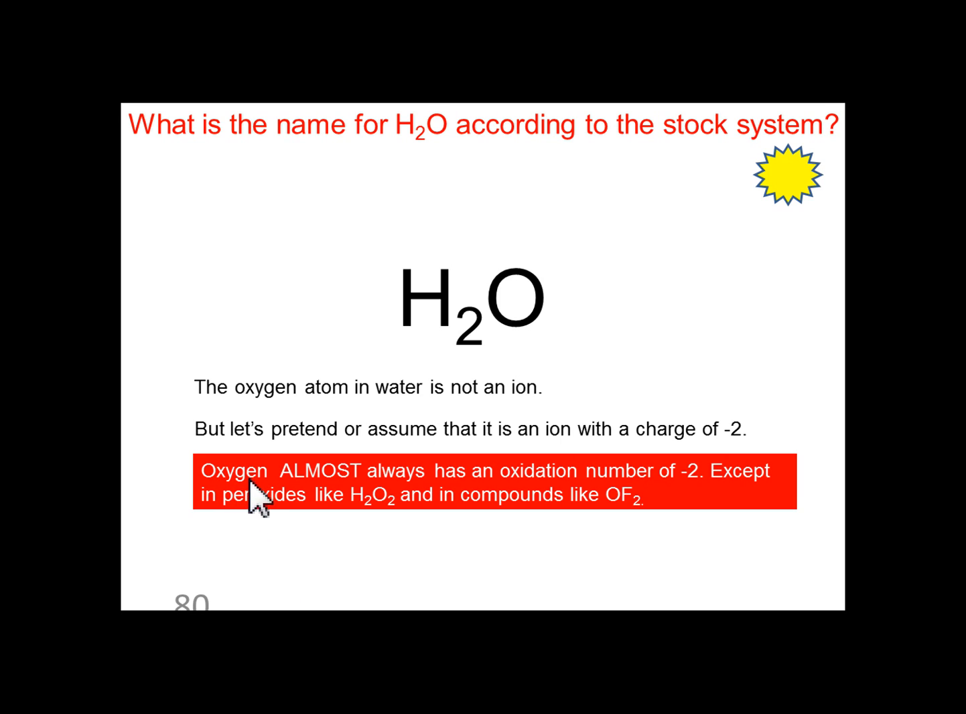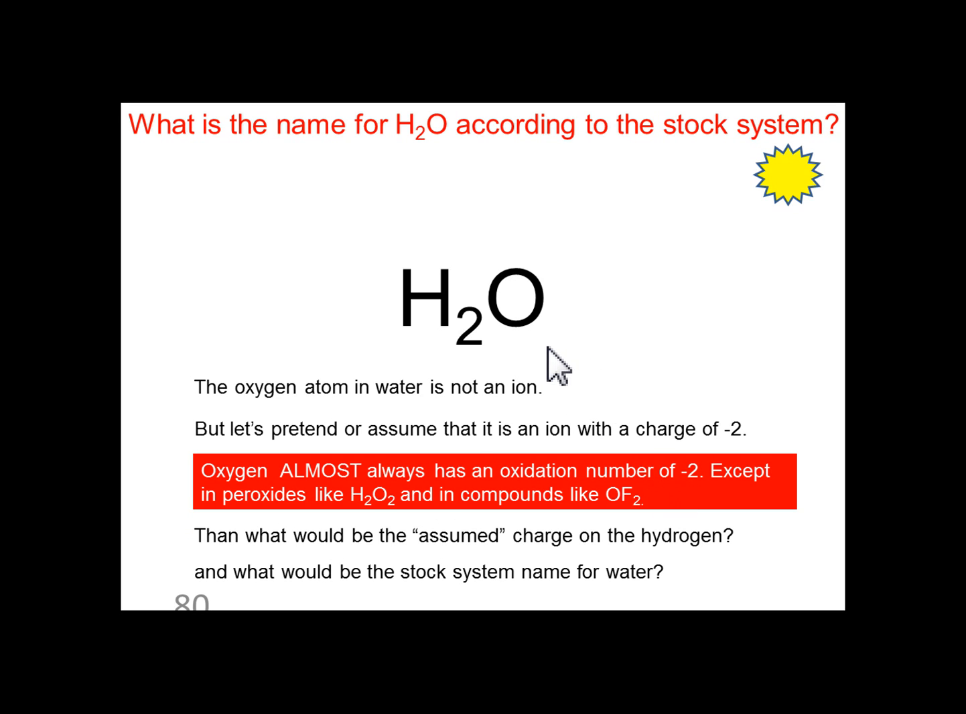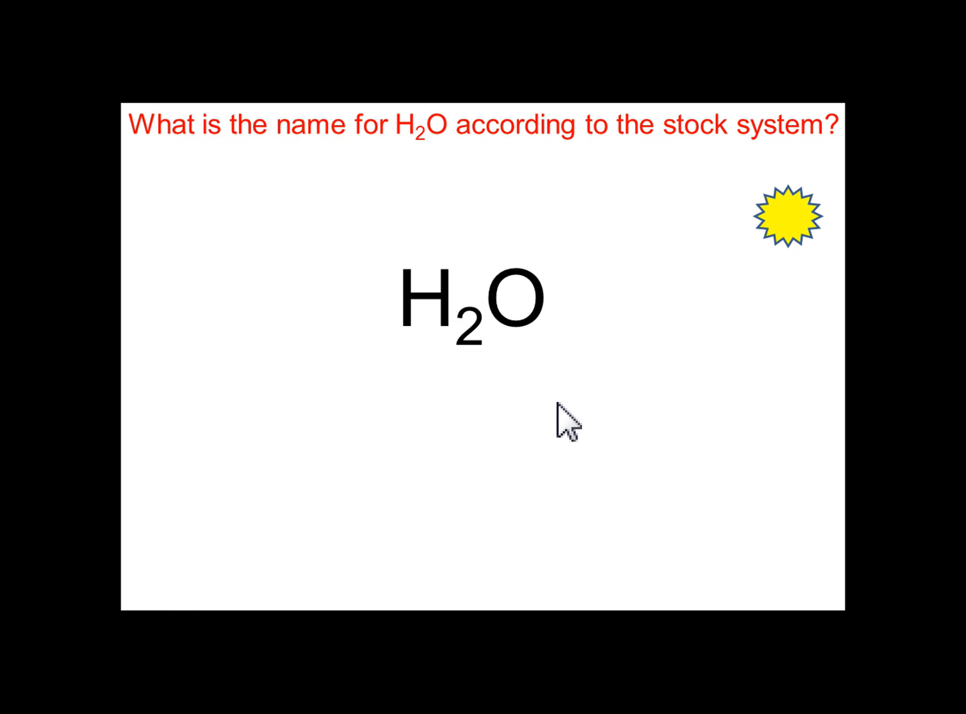These boxes in red with the white letters are the rules you need to remember. So oxygen almost always has an oxidation number of -2, except in peroxides, and H2O2 is hydrogen peroxide. In that case, it has a different oxidation number. And in compounds like OF2, we'll talk more about that later. Those are the exceptions, but most of the time, oxygen is a -2. This is not a peroxide, and it's not combined with fluorine. So in this compound, H2O, it's going to be -2.